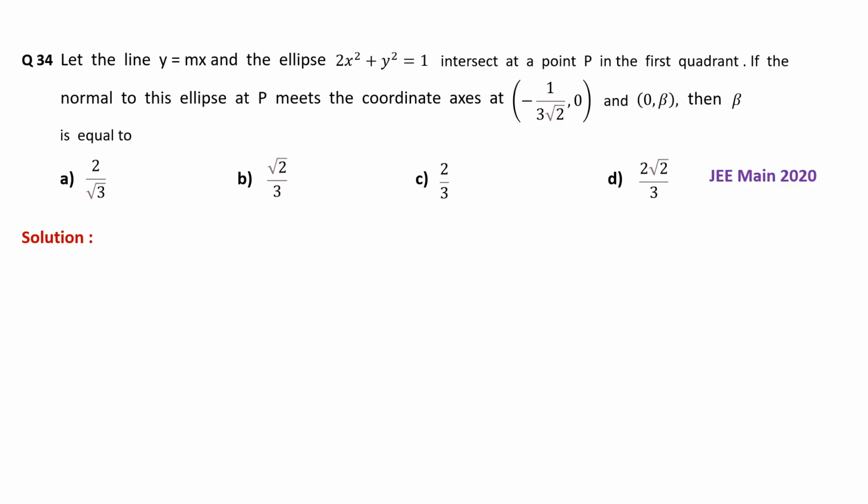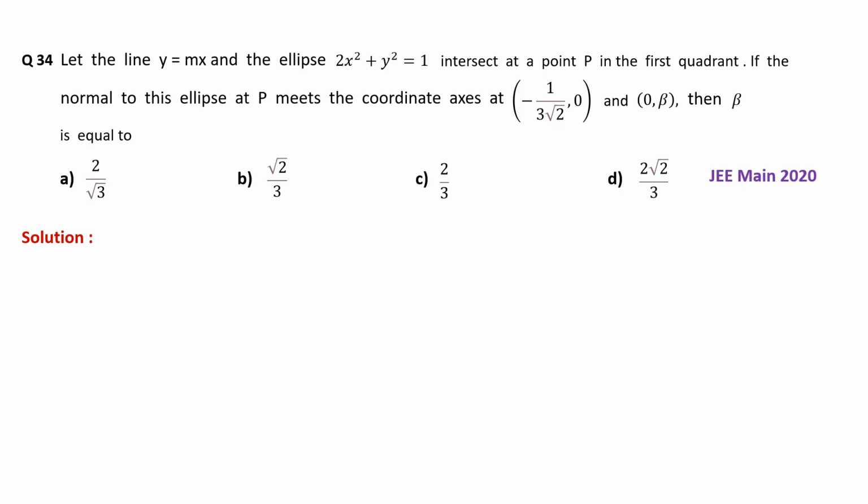It says, let the line y equal to mx and the ellipse 2x square plus y square equal to 1 intersect at a point P in the first quadrant. If the normal to this ellipse at P meets the coordinate axis at -1 upon 3 root 2, 0 and 0, beta, then beta is equal to. That means in this question, we have to find the y coordinate of the point where the normal to the ellipse at the point P is going to intersect the y-axis, right?